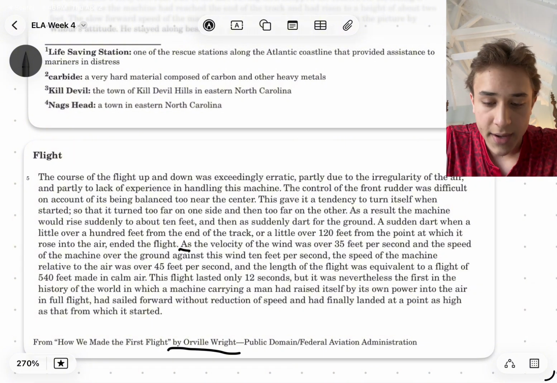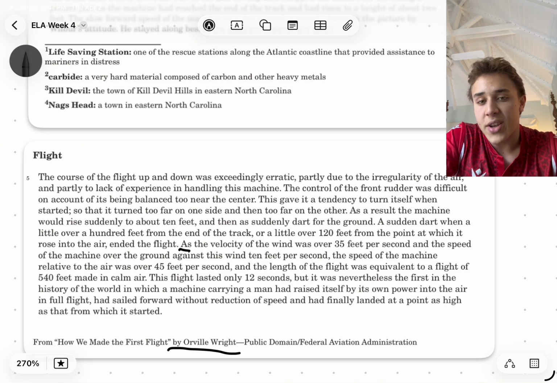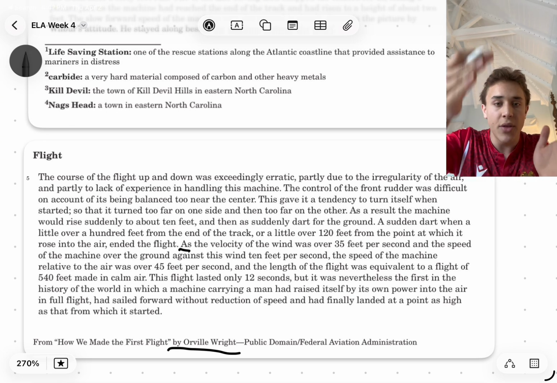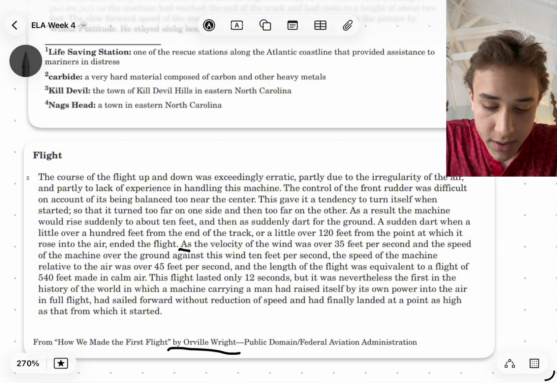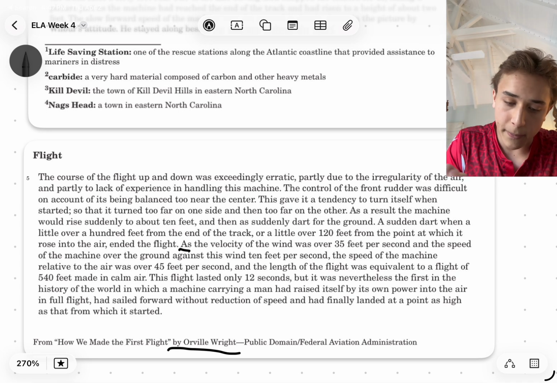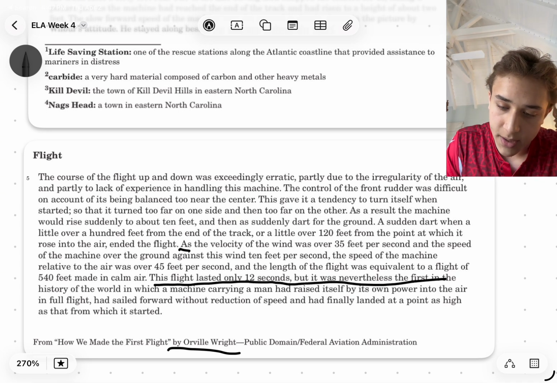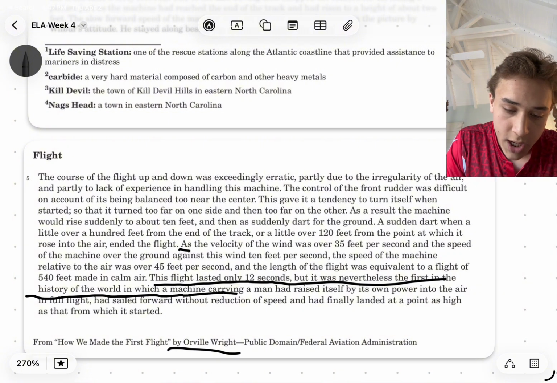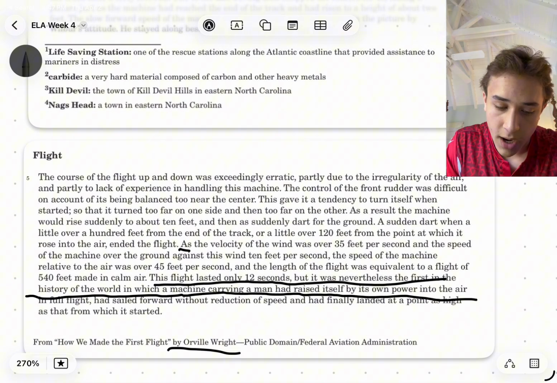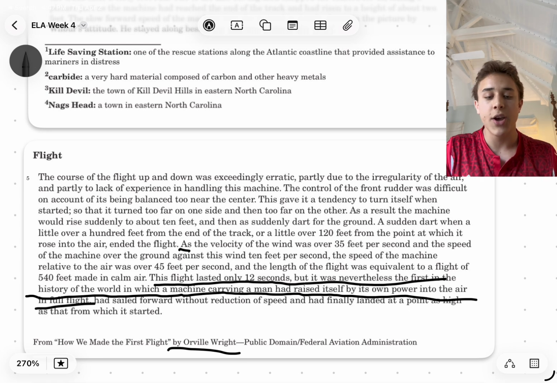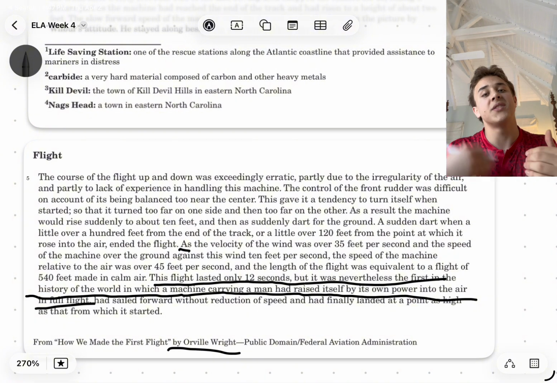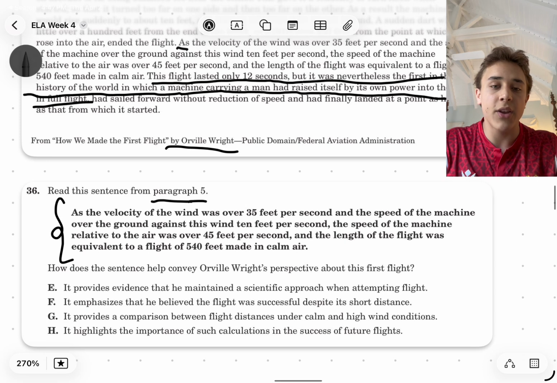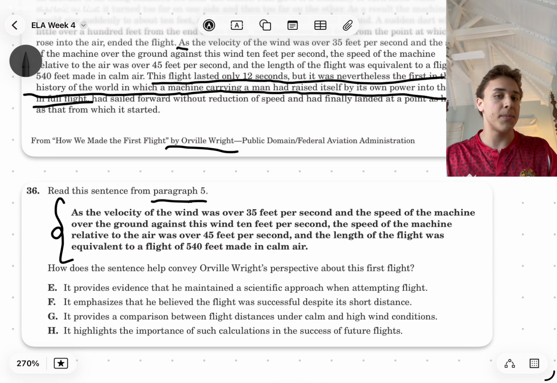So, a sudden dart, and essentially before, not much is really given. We just know that this is right when the first flight begins. So this is him journaling about it. And then afterwards, he says, this flight lasted only 12 seconds, but it was nevertheless the first in the history of the world in which a machine carrying a man had raised itself by its own power into the air in full flight, and so on. So we can see that he's rather optimistic after the end of this section. He says, it's only 12 seconds, it wasn't that long, but it was a step, and this was the first flight. So we know that when he's writing this, he's actually feeling optimistic about their results.